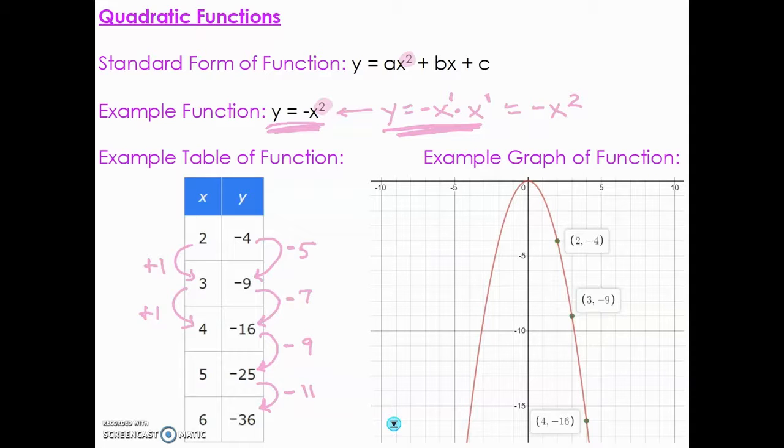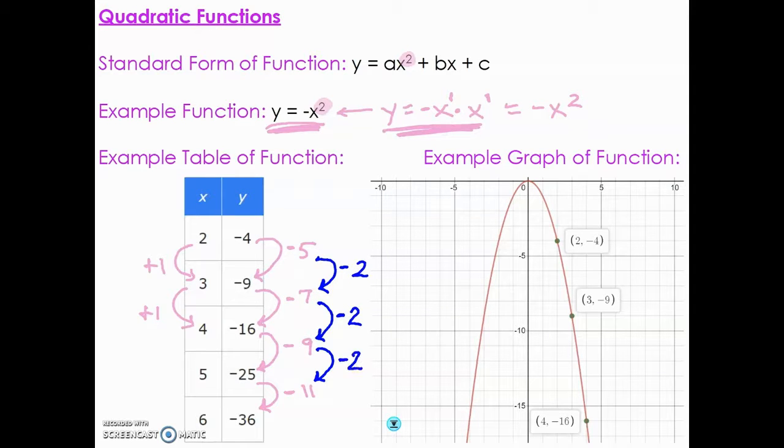How I can tell is if I have the same rate of change between these rates of change. So I kind of have to look at the second difference, as the program we're using today calls it. I look at the second difference. Well, to get from negative 5 to negative 7, I subtract 2. To get from negative 7 to negative 9, I subtract 2.